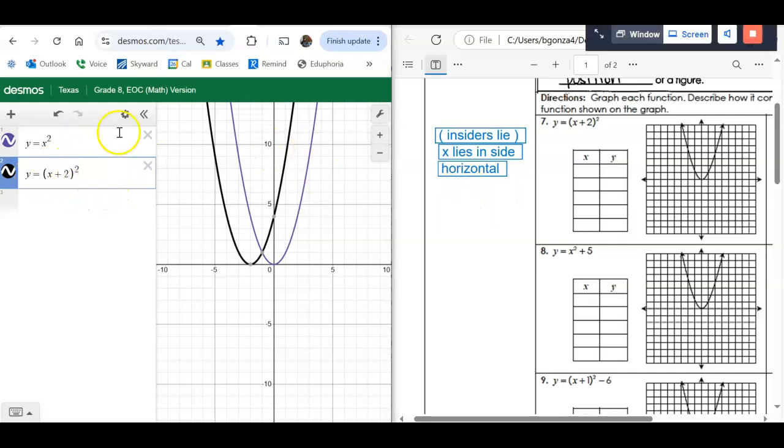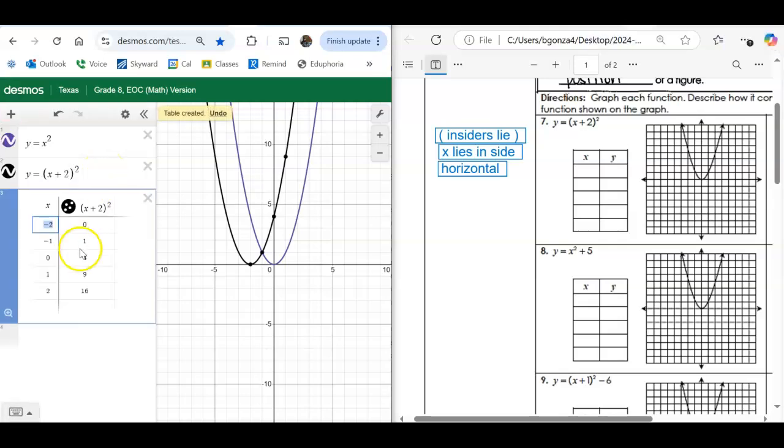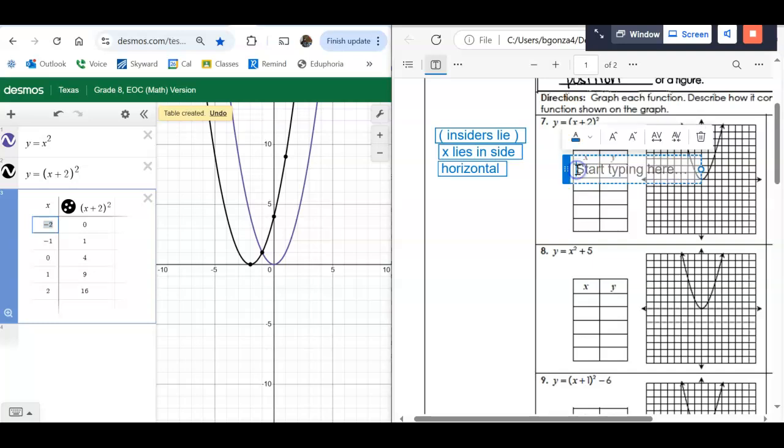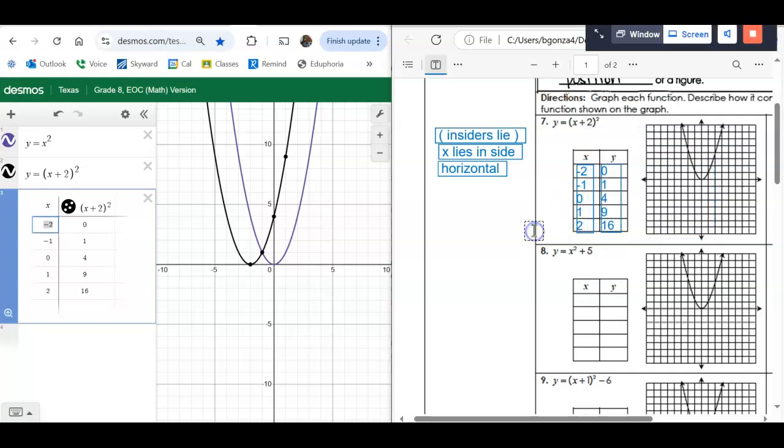Now on Desmos, when you're over here, you click the little gear, and then this table icon, and it's going to give you a table. And we're going to fill that in right here. So we got -2, -1, 0, 1, 2. Cool. And then over here, 0, 1, 4, 9, 16.